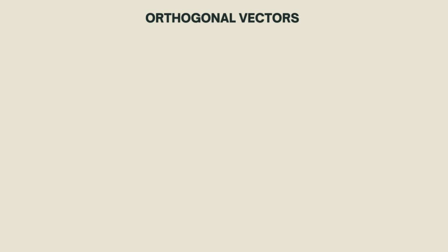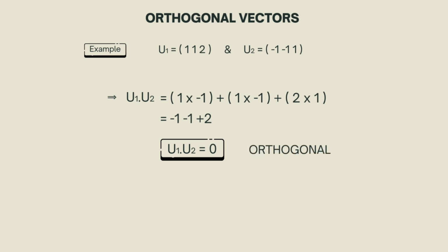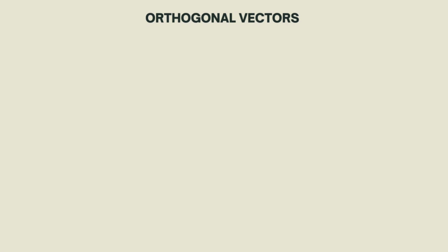Let us now discuss an example. Find whether the vectors u1 and u2 are orthogonal vectors or not. To find the dot product of the two vectors u1 and u2, let us multiply the corresponding elements of the vectors and add the products. We get the dot product as 0, so we can say that the two vectors are orthogonal vectors. Let me provide another example.